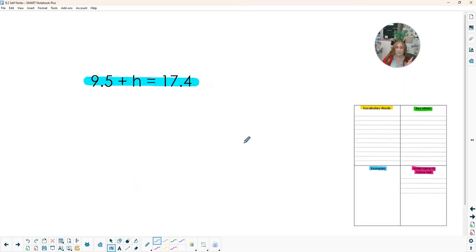So we're going to do 4 examples. If you need to write them in other places, this will be the last thing. There's just 4 examples. So write them where you need to.